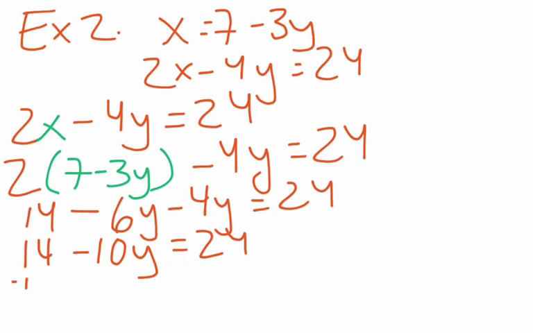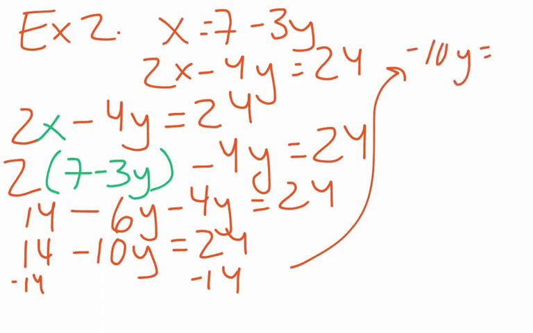We are subtracting 14 from both sides. And again, you're subtracting 14 because 14 minus 14 is 0. You're not adding it because of the negative here. That negative is still there. So we end up with negative 10y equals 24 minus 14 is 10. Divide both sides by negative 10. And we get y is equal to negative 1.